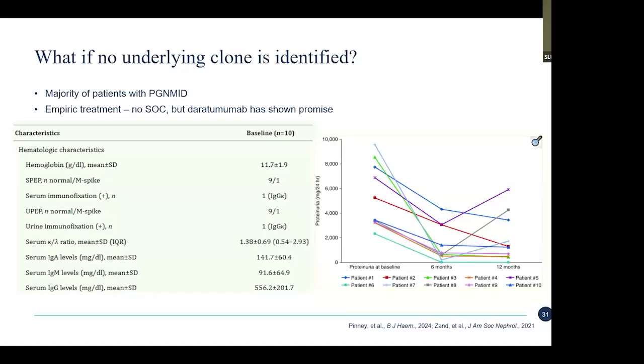In my world, if I'm seeing this person, I would probably start with daratumumab because this is what we would typically have at our disposal. Daratumumab is so easily tolerated and has shown promising efficacy. That said, this is only 10 people in this study. So take that with a grain of salt, but again, very well tolerated.